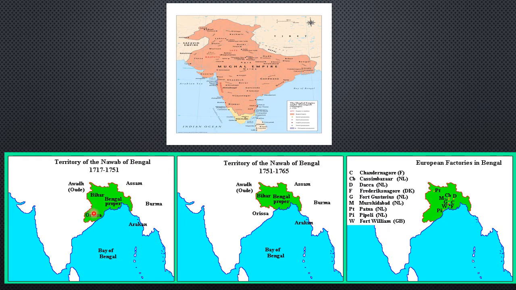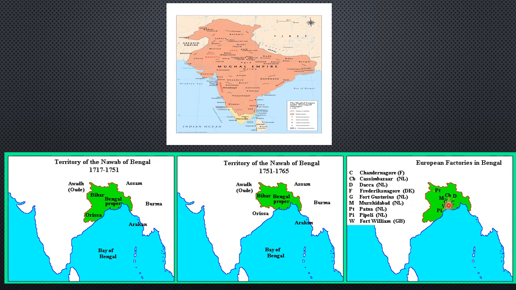Following his death, the Nawab of Bengal declared independence, and see, this is how the province of Bengal looked, and it was under the control of the Nawab of Bengal. Following the death of Aurangzeb, it remained so till 1751. From 1751 to 1765, the province of Bengal looked like this.